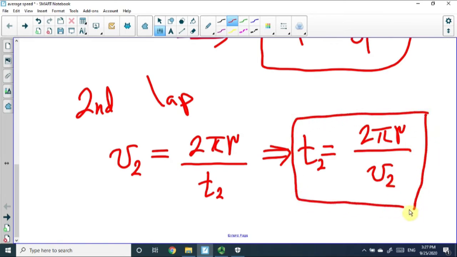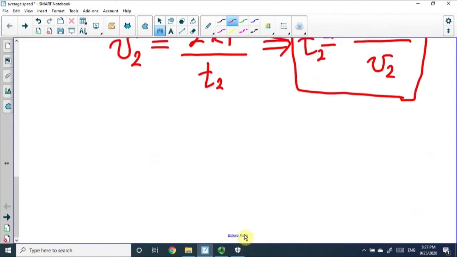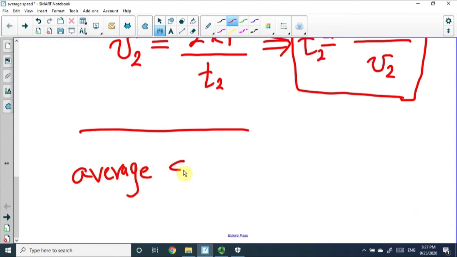Okay, so now after we analyze these two points, we come to our question. The question says, if we think about the two laps together, so the total distance will be twice the circumference. The question is, what is the average speed for both laps together?